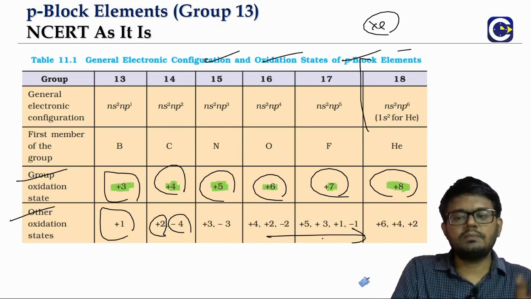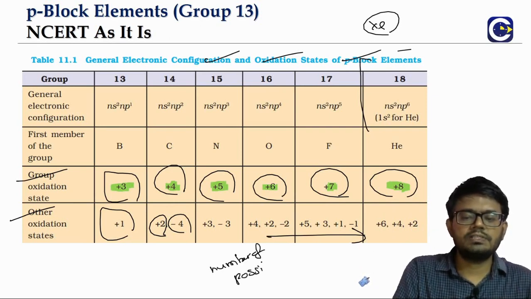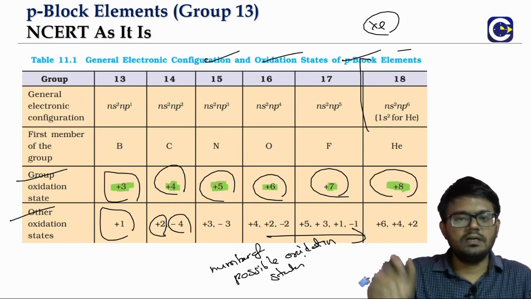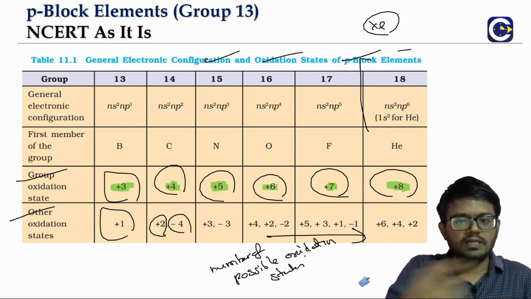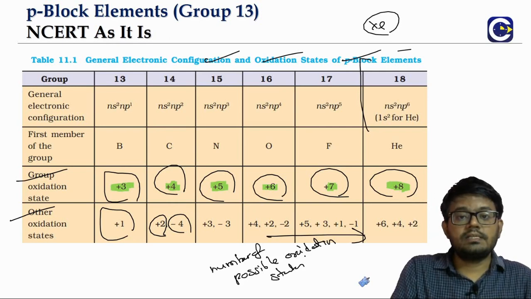The only thing that you can observe here is that, as I said, the number of possible oxidation states is basically increasing as you move towards the right of the table. So in any period you take, as you move from left to right, the number of oxidation states that the elements can show will keep on increasing.